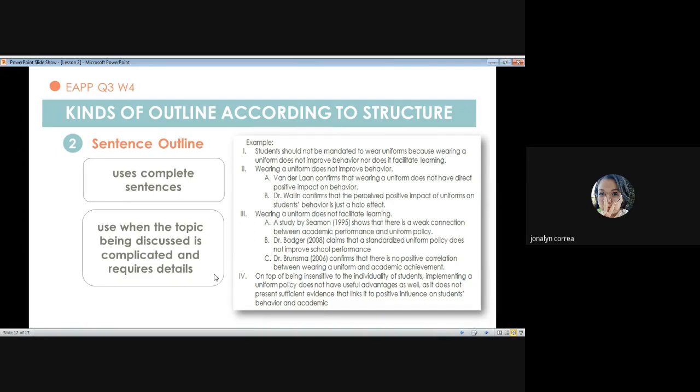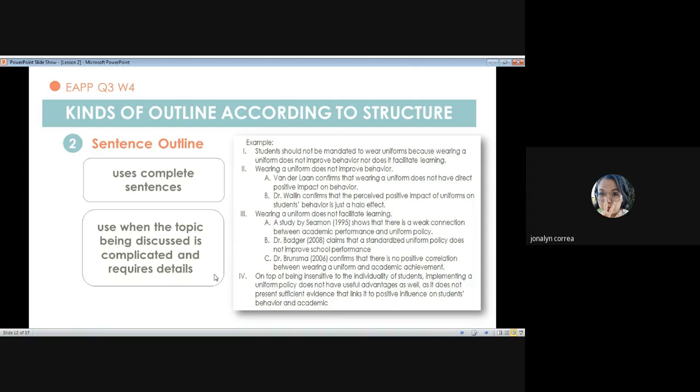When we say sentences, it has a thought, right? So each point, major idea, supporting details, minor details, whatever it is, it should be written in sentences. One sentence for each entry. Because if it is more than one sentence, like two sentences or more, that could be considered the number three kind of outline, which is the paragraph outline.